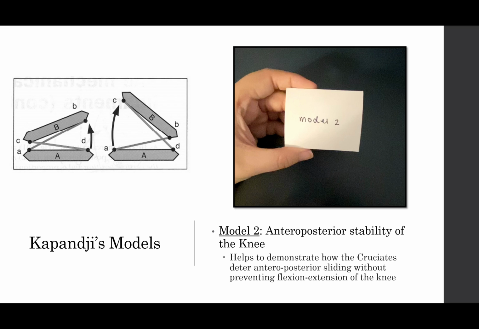This model is capable of acting as a hinge joint and can be seen in the video when I lift it open. So in all, Kapandji's second model is an easily seen depiction of this stability principle, restricting anterior and posterior displacement.